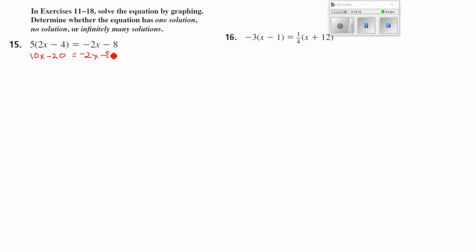I'm going to use inverse operations to solve it instead of using a graph because I see there's some pretty big numbers here and I have to work pretty hard on my graph to get all the way to 20 or negative 20. So let's go ahead and just combine these numbers. I'm going to add 2x to each side.